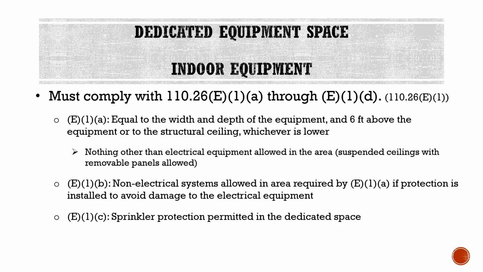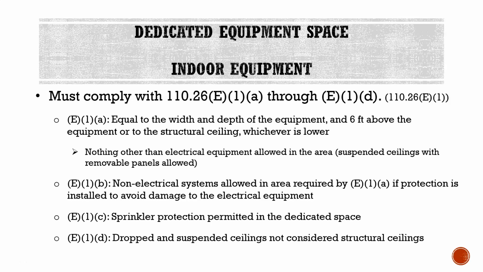With sprinklers specifically being permitted in the dedicated space as permitted by (E)(1)(c). And kind of what we had talked about with (E)(1)(a) with the drop-in ceilings with removable panels, (E)(1)(d) specifies that dropped and suspended ceilings are not considered structural ceilings. So like I said, this is kind of a repeat of that little note on (E)(1)(a).